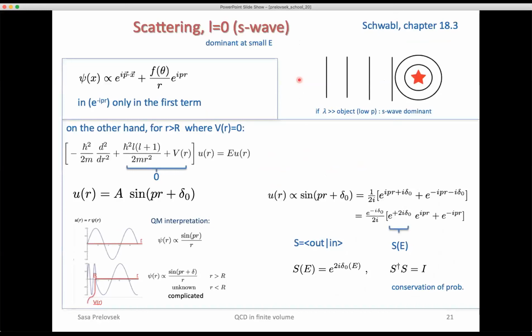Now for some time, let's consider S wave, which is the easiest for the derivations, but otherwise everything else is similar for higher partial waves. S wave means just that everything is radially symmetric, and actually S wave will be dominant if the wavelength is much bigger than the object. So if the wavelength is much bigger than this star here, then S wave will be dominant, and that happens at low momenta. S wave is dominant, that's why we talk about S wave first.